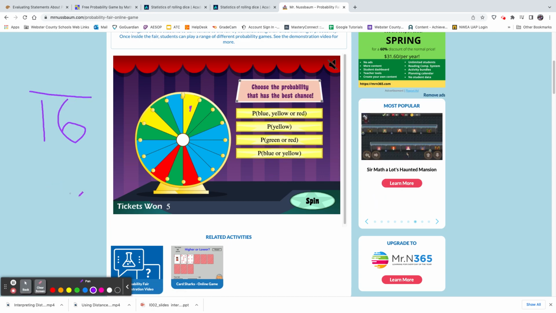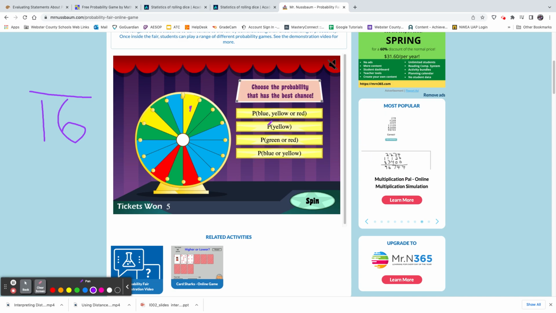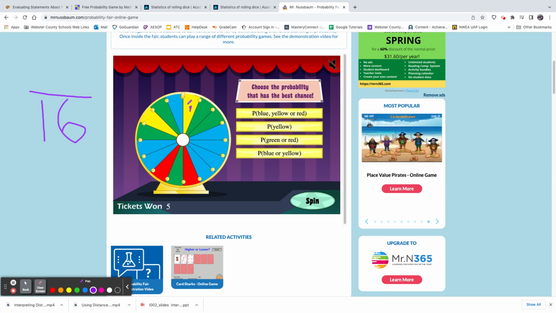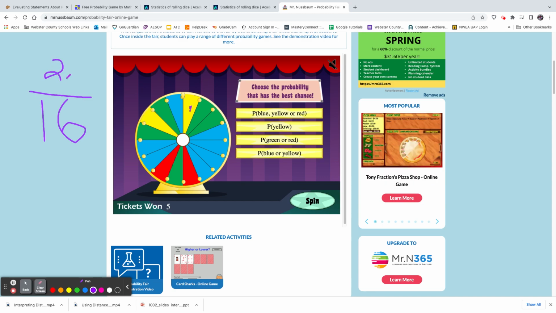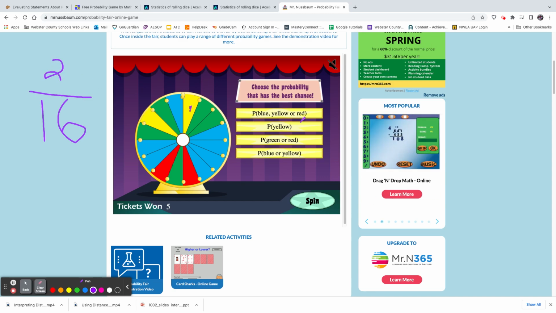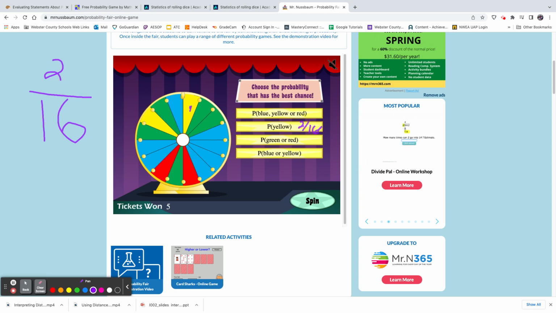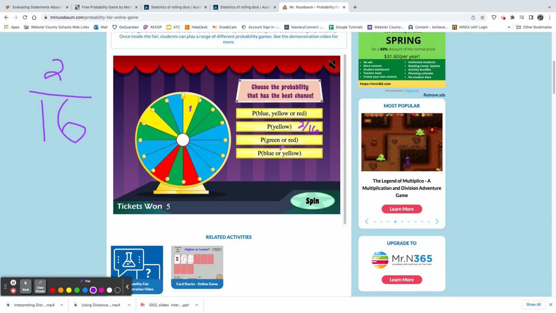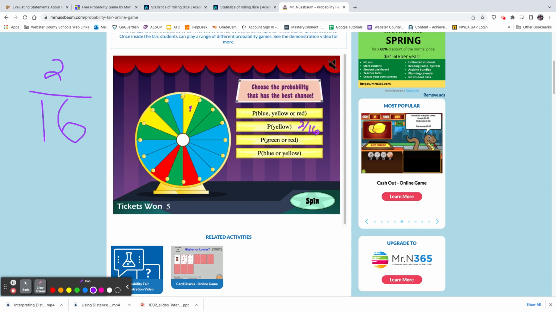Now, if it says what's the probability that I would spin a yellow, then you just count how many yellows there are. So the probability of a yellow would be 2 out of 16, which is not very good chances of that happening. Now, what about green or red? I've got 1, 2, 3, 4, 5, 6. So that would be 6 out of 16.